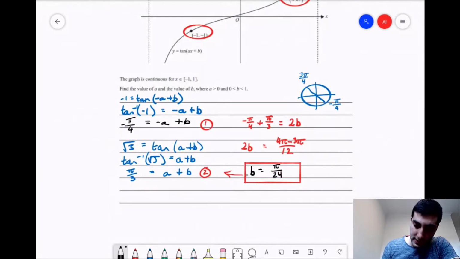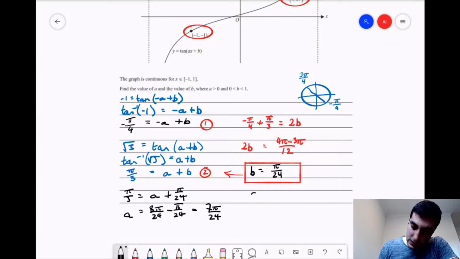So therefore, to get A, I'll just first do the substitution step, is equal to A plus pi on 24. To get A on its own, we'll have to subtract that from both sides. So this is going to be pi on 3, but I'm going to save a line of workings here and convert pi on 3 to be 8 pi on 24 minus pi on 24, which would be 7 pi on 24. Great, so we have A is equal to 7 pi on 24.